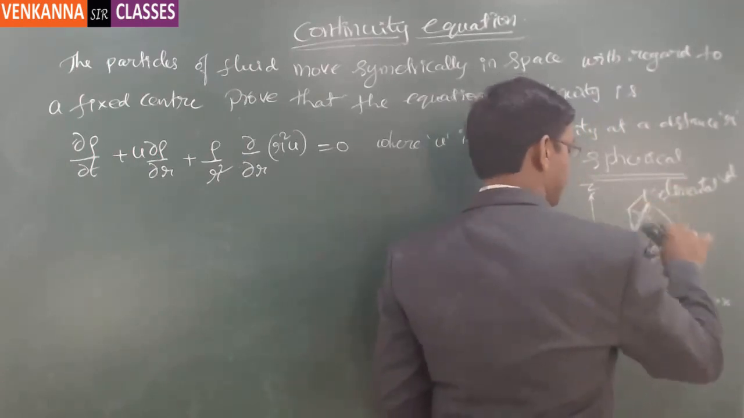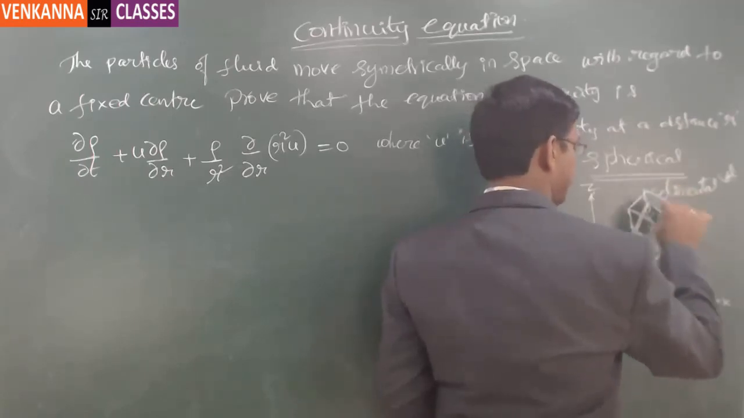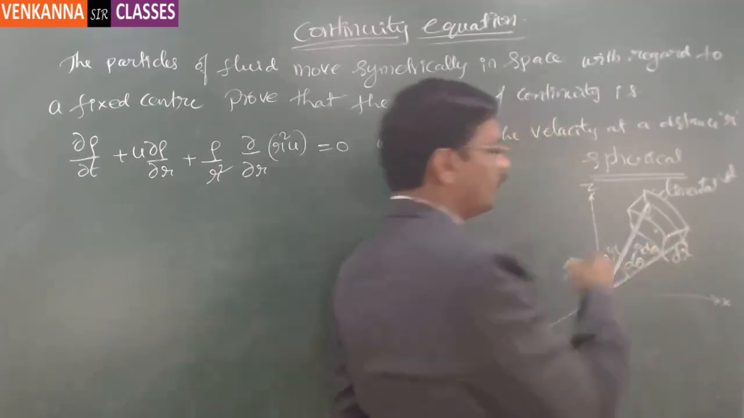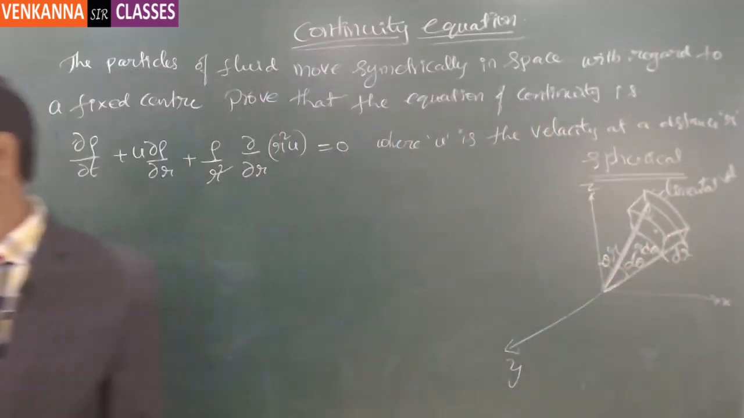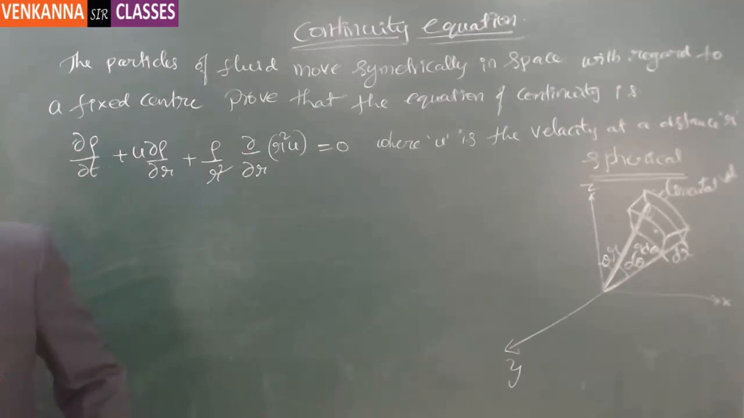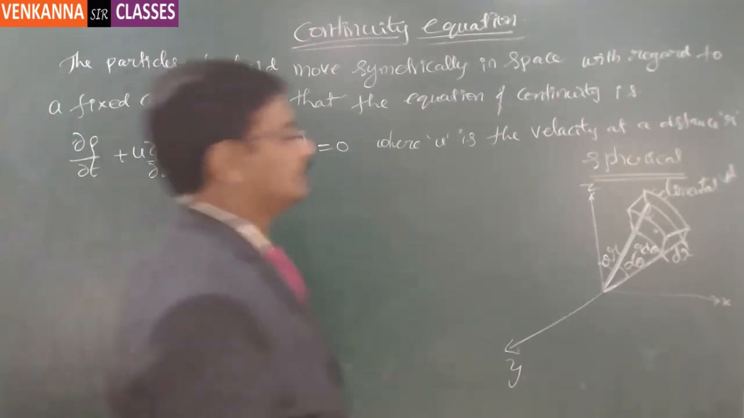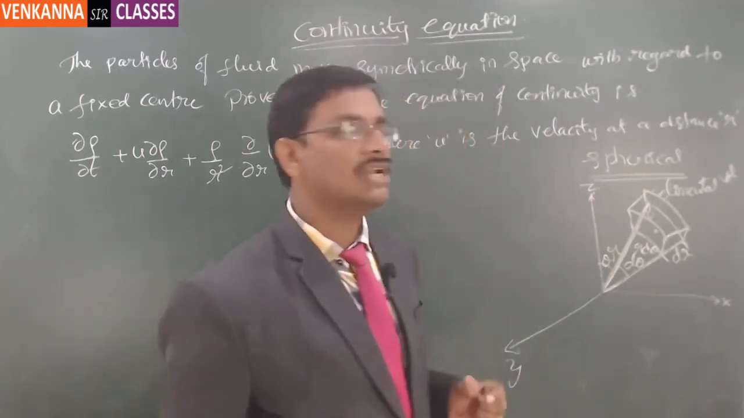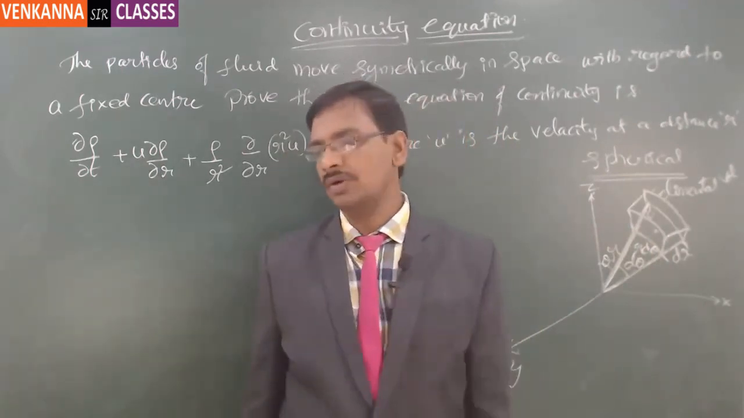Like this. I hope you are able to make out the diagram. An elemental volume I have drawn. Understood or not? You want me to repeat the diagram? See this. This is in spherical coordinate system. So I have identified an elemental volume in spherical coordinate system.